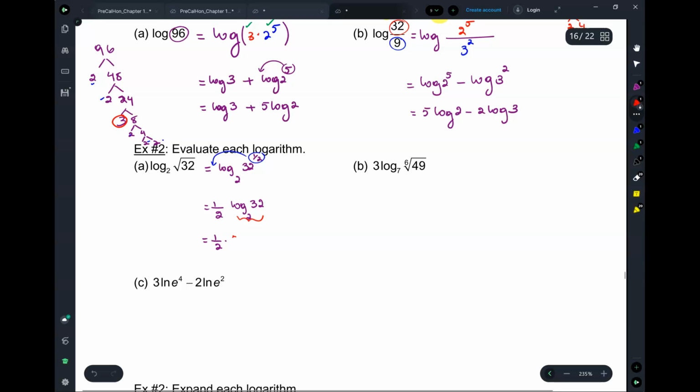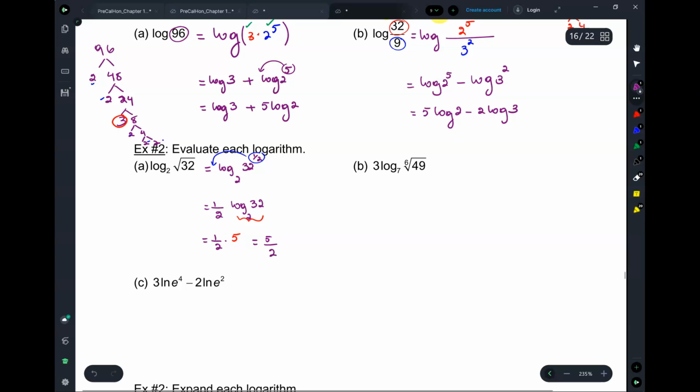5. So let's remind ourselves, what am I doing? I want to find the exponent of 2 that will give me a 32. And it's a good thing to start, not memorize, but the more you do it, the more you'll learn. It's a good thing to know that 2 to the 5 is 32, right? So that's what we did there. All right, so this is just 5 over 2.